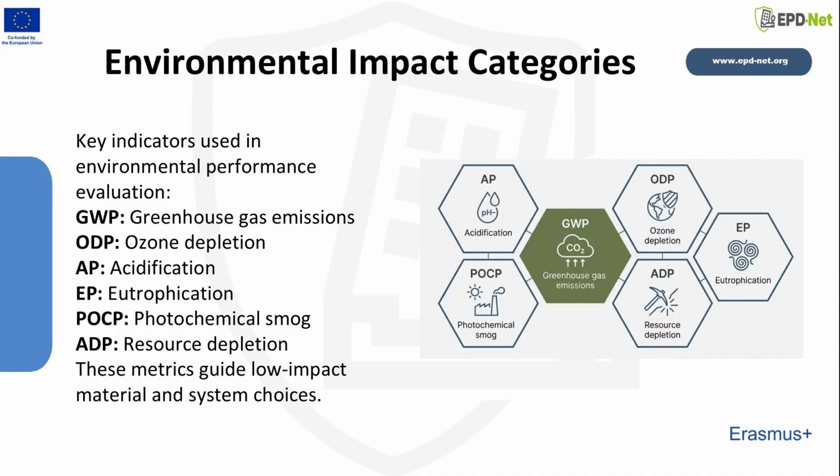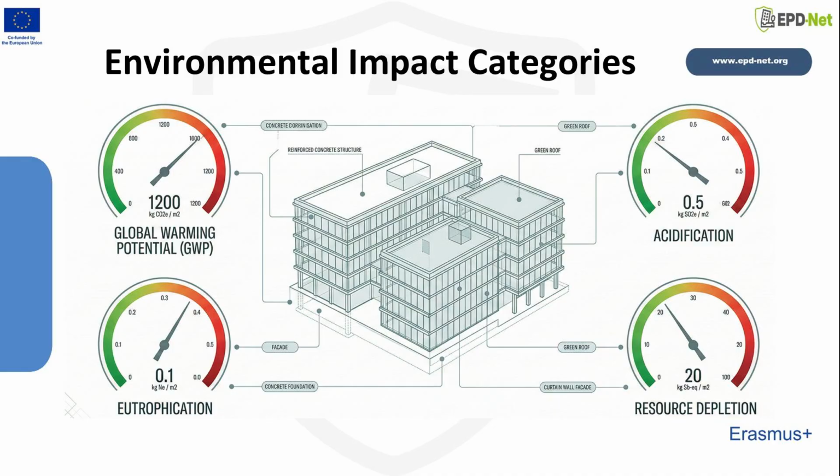Environmental impact assessment in the built environment relies on quantifying effects across several categories, including global warming potential, ozone depletion, acidification, eutrophication, photochemical ozone creation, and resource depletion. These categories allow environmental scientists and designers to understand not only a building's carbon footprint but also its broader ecological consequences. When integrated with BIM, these categories become measurable through the metadata embedded in building components.